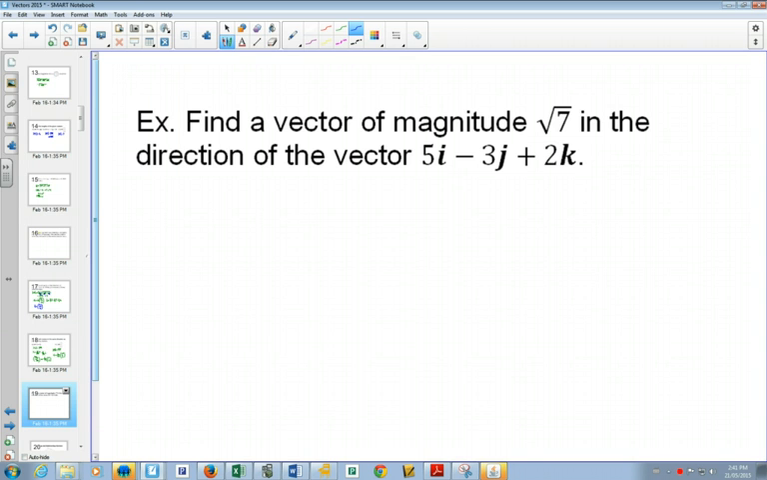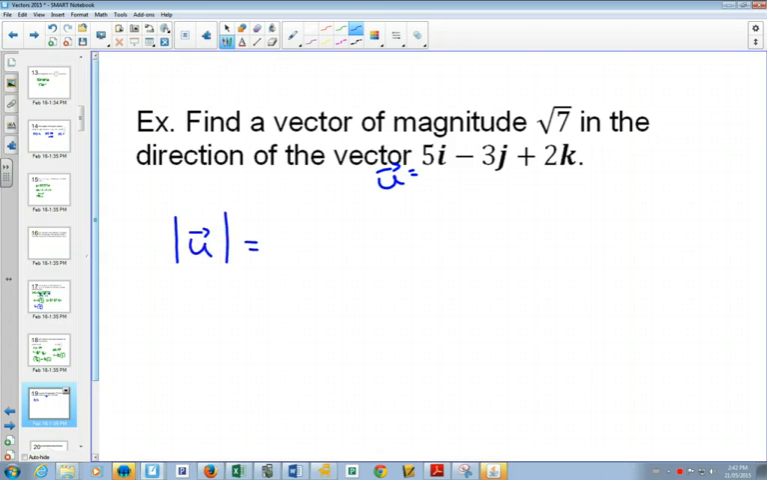So now that you've found a unit vector, you can find a vector of any size in the same direction as any other vector. What we're going to do is we're going to find the unit vector first, and then if we want a vector of magnitude root 7, we'll just have to take our unit vector and multiply it by root 7. So I'm going to call this vector u, 5i minus 3j plus 2k.